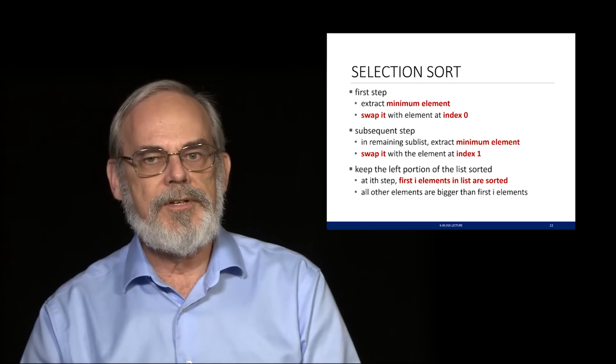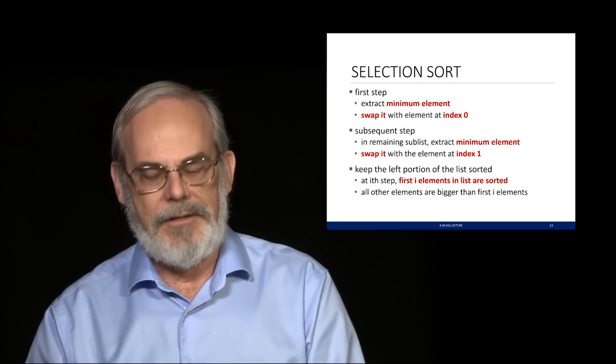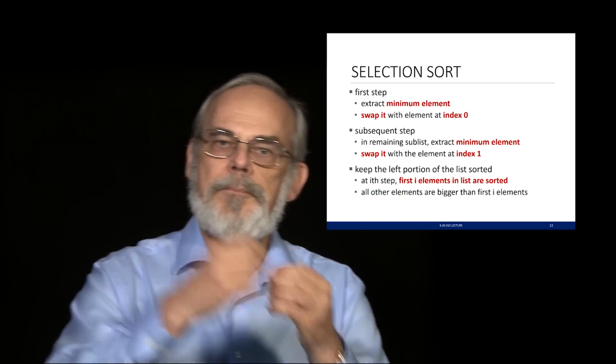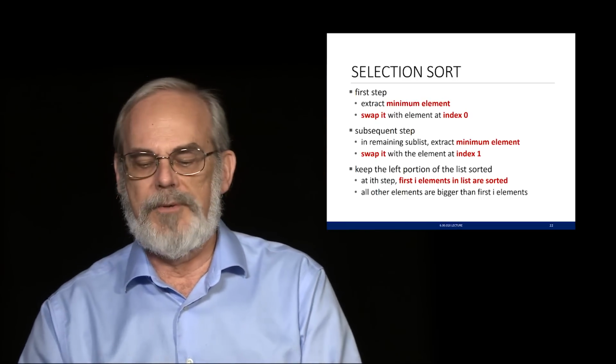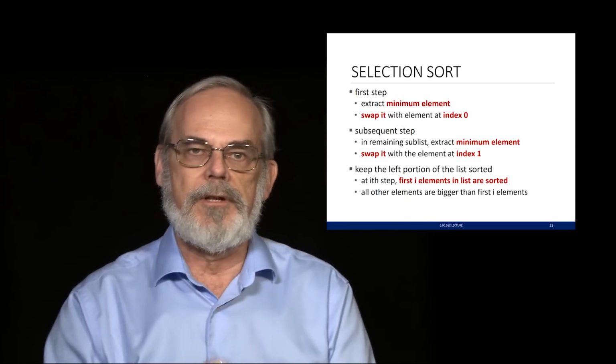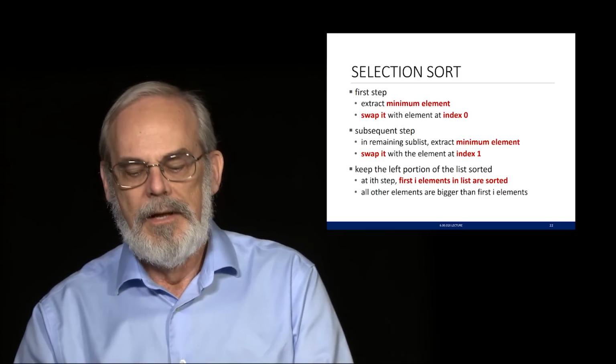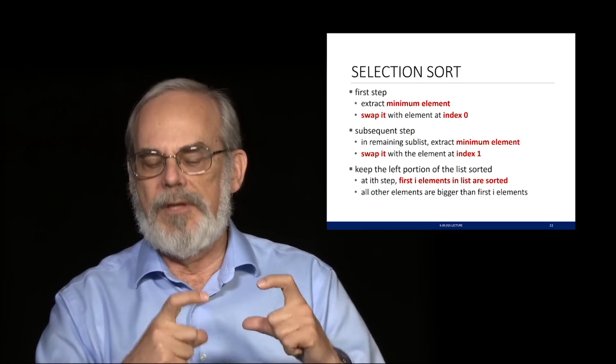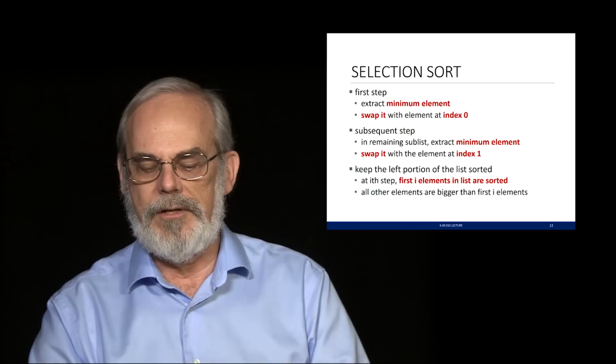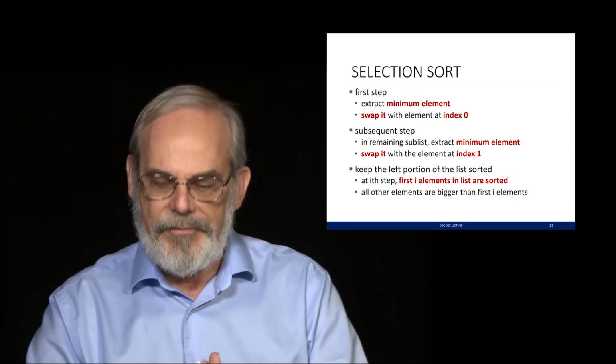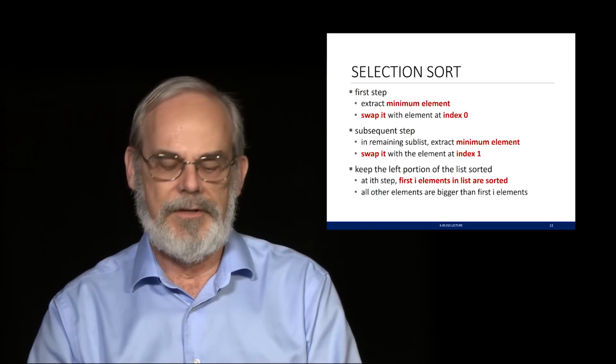On each subsequent step, I'm going to look at the remaining list, find its smallest element, and put it at the next spot. So in the next step, it would find the next smallest element, put it at location 1, and keep doing that. What I'm going to do is constantly keep the left portion of the list sorted. And so at the ith step, the first i elements in the list are already sorted.